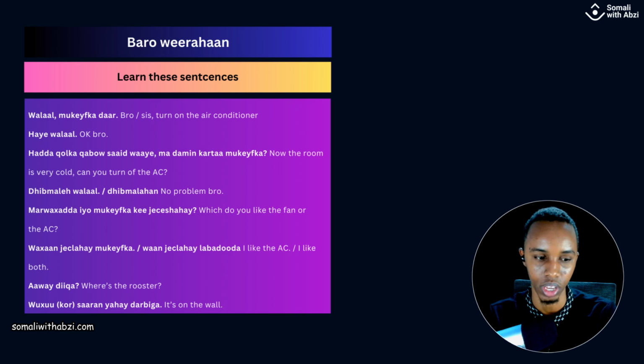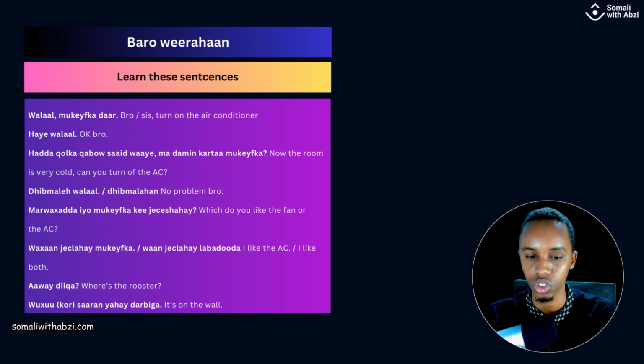Yeah, we say inte waaye dugsiga or waa inte dugsiga. Halke waaye maqaayada or waa halke maqaayada. You cannot say halke waaye Abdi. That literally means where is Abdi, but Abdi is not location. Abdi is a person. So you should go with awe.